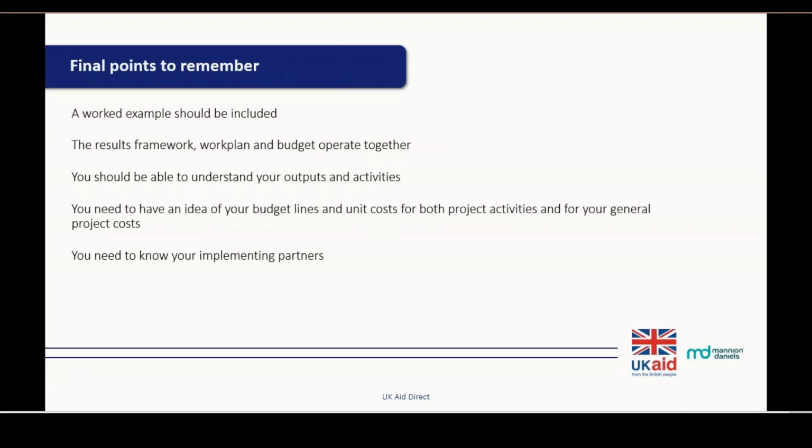So I've just got some very final points to remember. So do include a worked example. By that I mean include evidence of projects that you've delivered in the past, to give confidence to the reviewer that you have the necessary experience to deliver a project of a similar nature. Make sure that your results framework, work plan and budget operate together, so make sure there aren't discrepancies between these, as the reviewer will pick up on these.